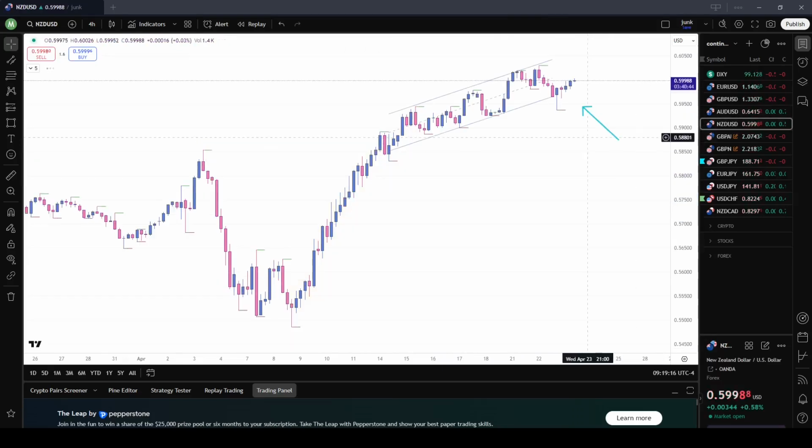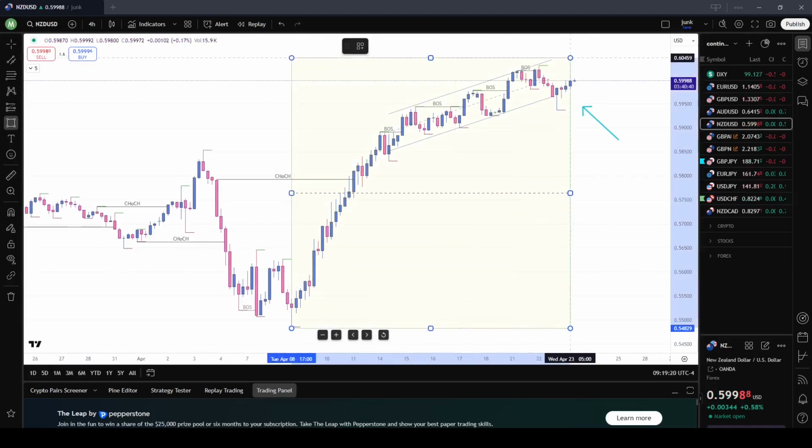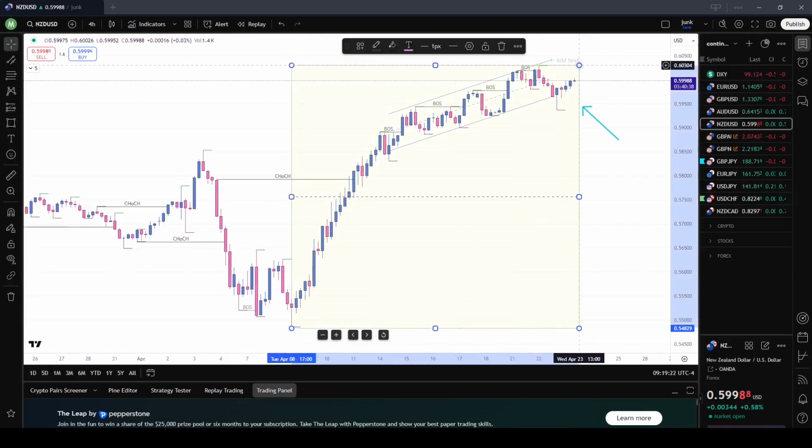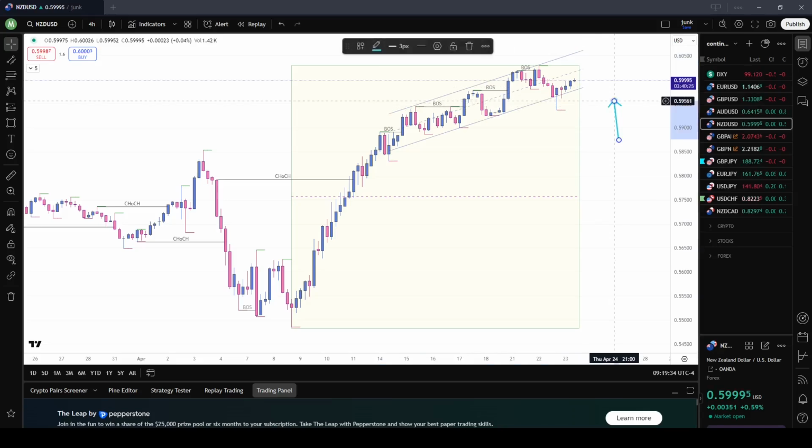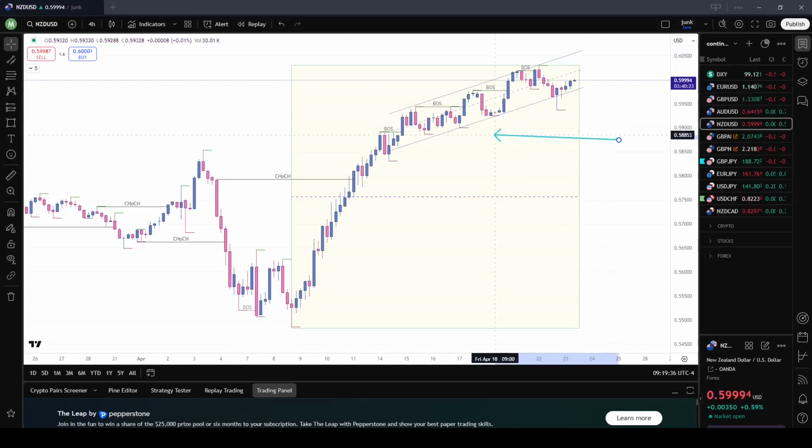NZD USD, and map out the current range. Similar chart. It is an ascending channel. It did respond, I think I drew this yesterday. It did respond to the low of this channel, so you can extend it, just like with AUD USD. There is liquidity sitting on these lows. I would expect that to go ahead and get swept or tapped into before going and pushing higher.